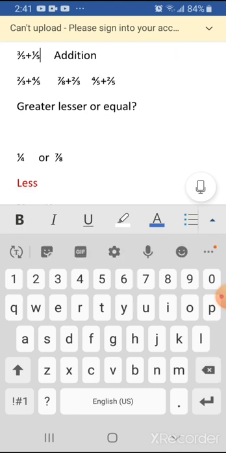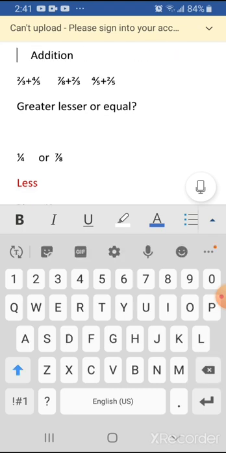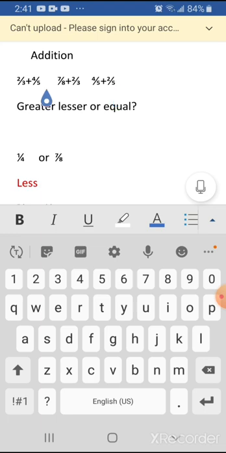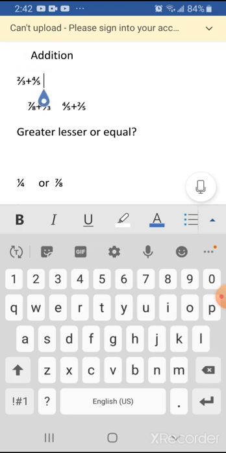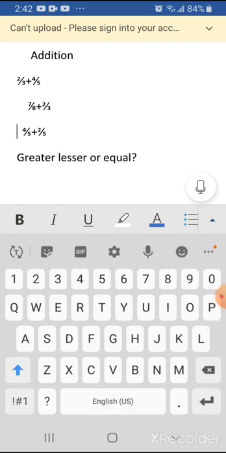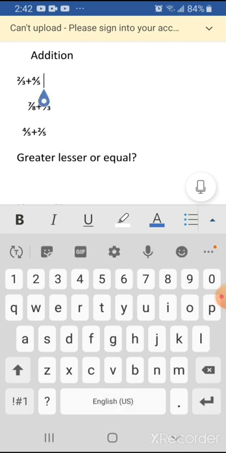Okay. Now we're here. So this one follows the same thing that you did in the greater or less than. But the thing is, 5 and 3, well, 3 can't go into 5. So how would you do this?